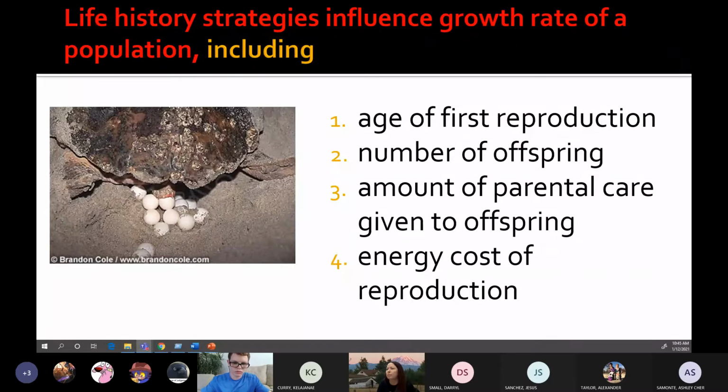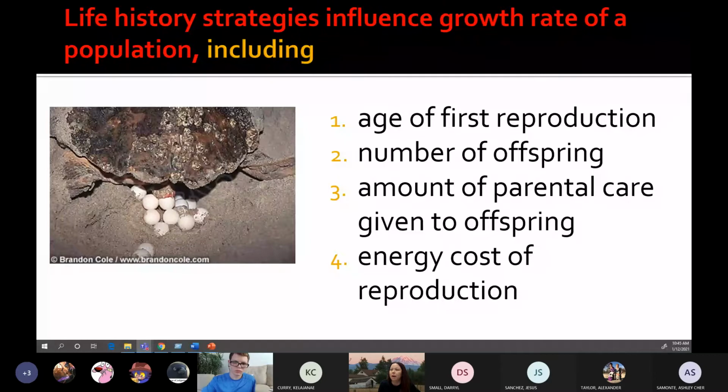Number 3, the amount of parental care given to an offspring. Unfortunately, this is one of my favorite labs that we won't get to do because yay, COVID, where you guys have to take care of bubbles. But the amount of parental care can be very taxing on a population's community. So that is a big thing too.